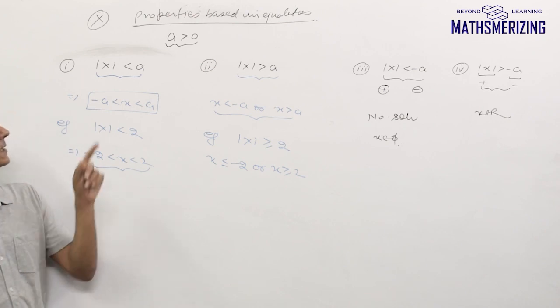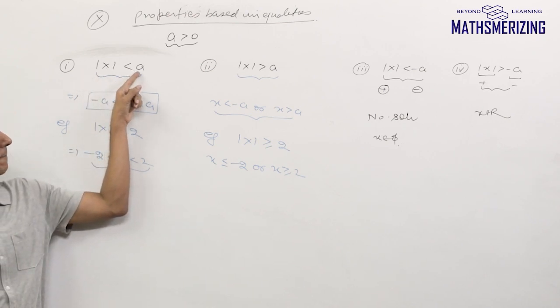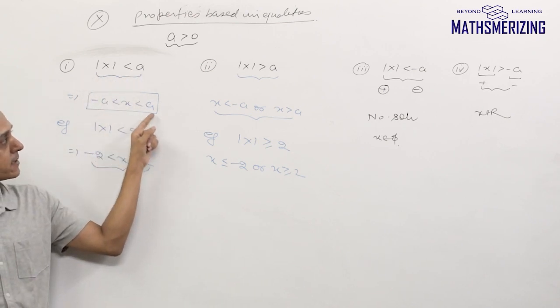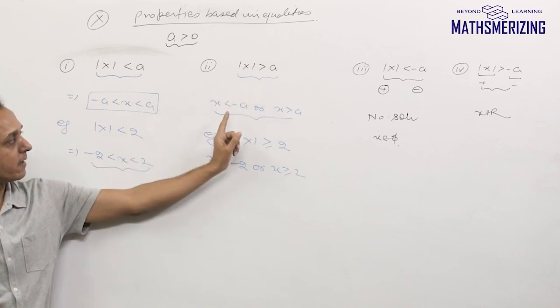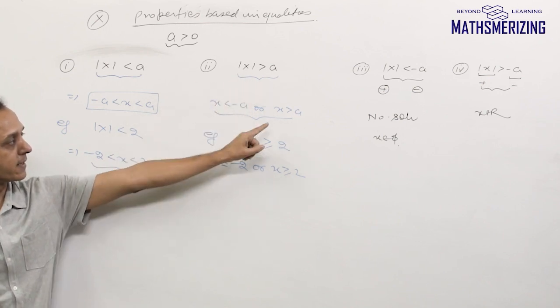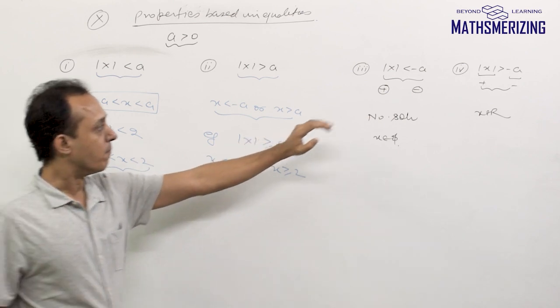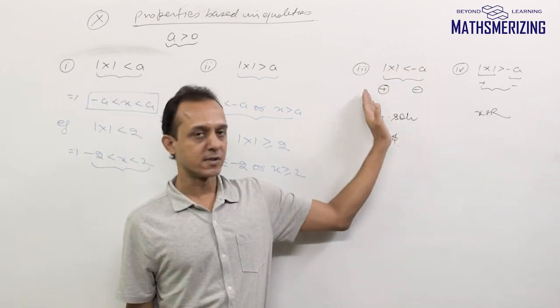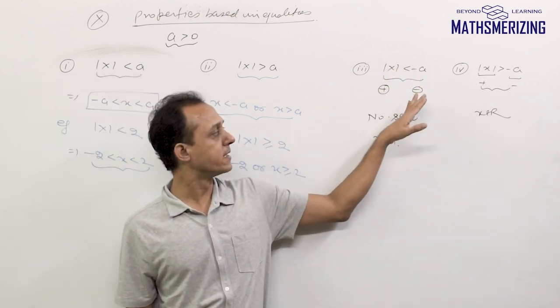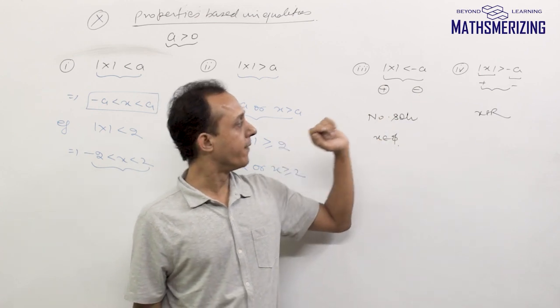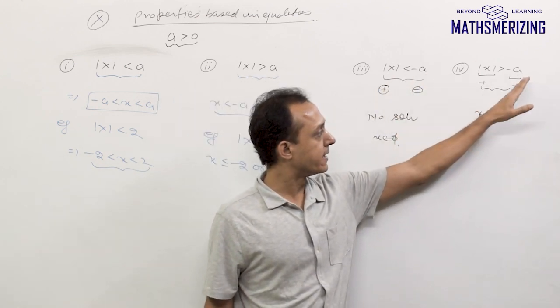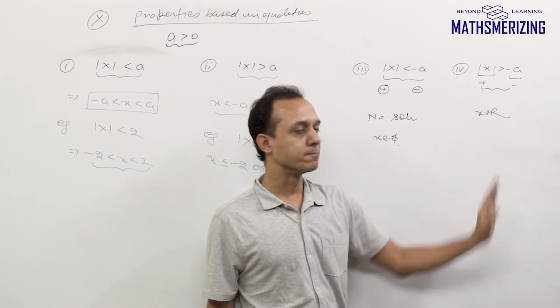So there are four separate cases. When mod of x is less than A, x lies between minus A and plus A. Mod of x greater than A, either x is less than minus A or x is greater than plus A. Mod x less than minus A, a positive number cannot be less than a negative number, no solution. And then mod x is greater than minus A, that is true for all x belongs to R.